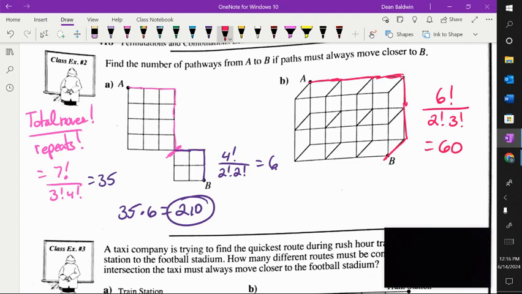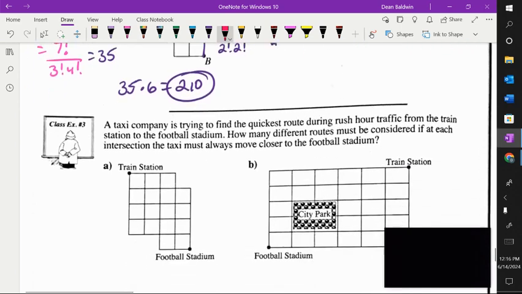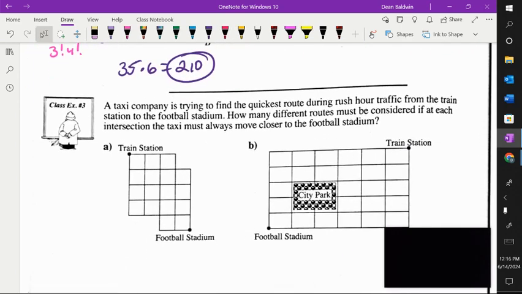That'll give you 60 ways to go from A to B. If there's no weird shapes or anything in the middle, it's easier to use this. And if they're connected at a corner, it's easier to use this and you just multiply the answers. But of course, I'm not going to give you ones like that. I'm going to give you ones like this.